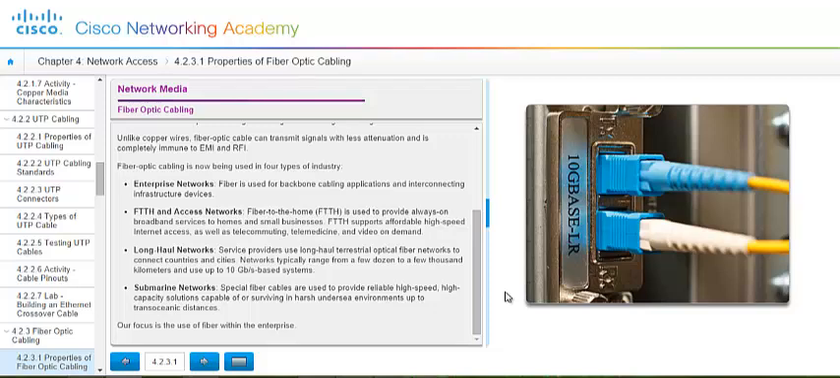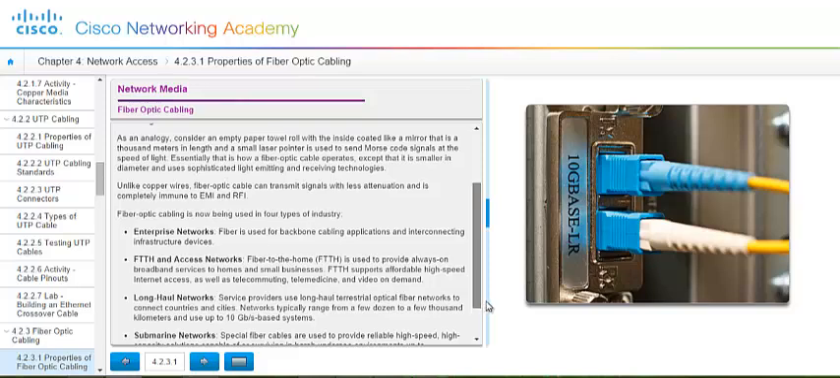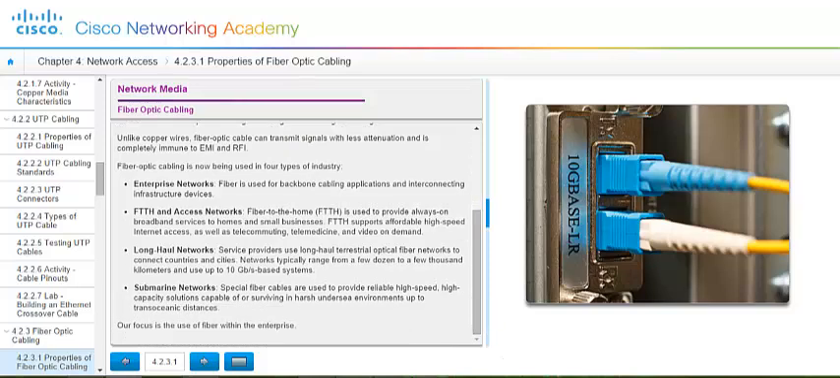We have enterprise networks. The fiber is used as the backbone cabling applications and interconnecting infrastructure devices. That is because the cable is able to transmit your data quickly, cleanly across the networks. You have the FTTH and access networks, or the fiber to the home, is used to provide always-on broadband services to homes and small businesses. It supports affordable high-speed internet access as well as telecommuting, telemedicine, and video on demand. It's quick and it's clean.